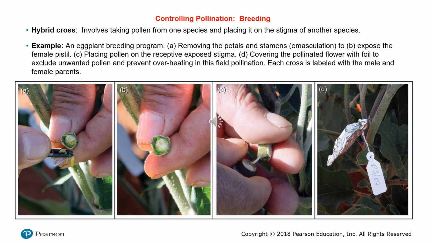A hybrid cross involves taking pollen from one species and placing it on the stigma of another species. Here's an example of an eggplant breeding program where on the left in A, they're removing the petals and stamens, emasculating they call it, and then B, exposing the female pistil. So they didn't expose it before they took off the pollen, to make sure that same flower's pollen didn't get on the pistil of that flower. And then placing the pollen on the receptive stigma, covering the pollinated flower with foil to exclude any other pollen getting in, and then letting the seeds develop.